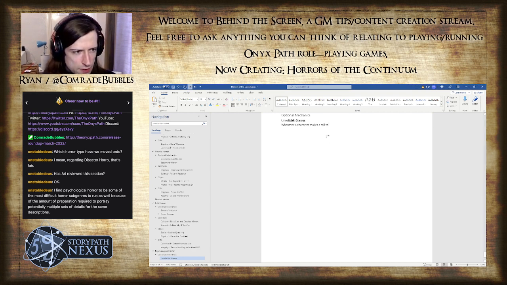Let's say whenever a character, I find psychological horror to be some of the most difficult horror subgenres to run as well because of the amount of preparation required to portray potentially multiple sets of details for the same descriptions. Exactly, because it's going to be different for every character.